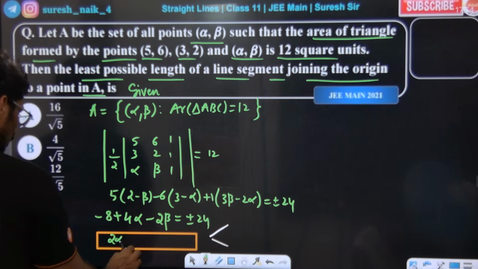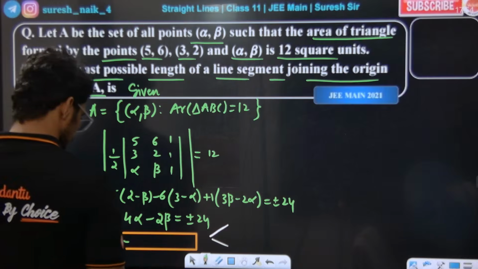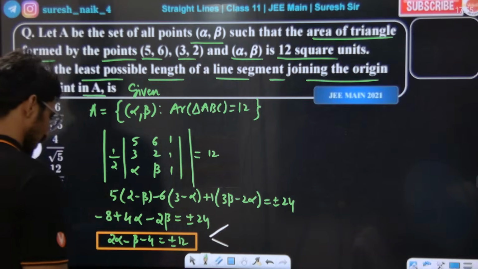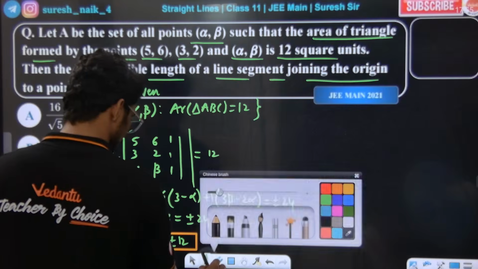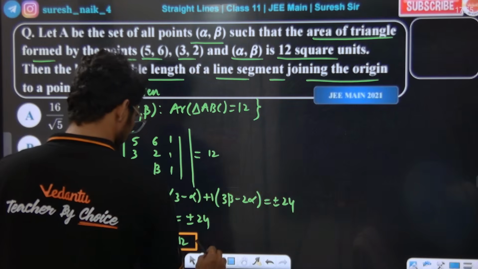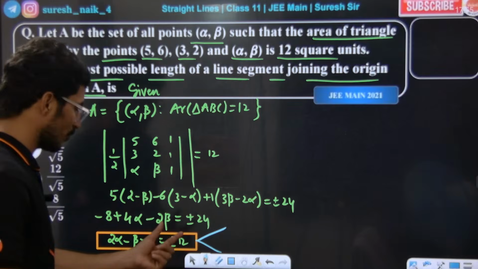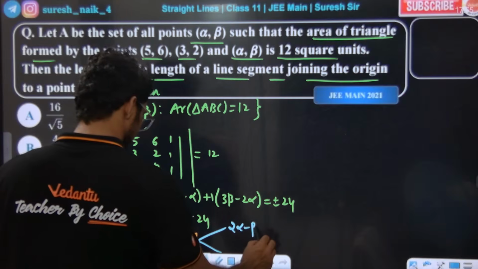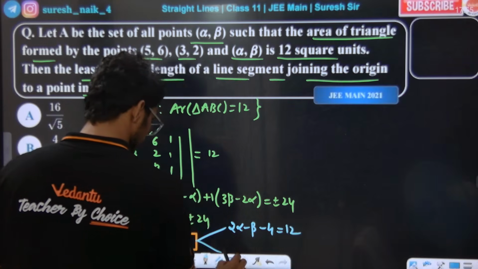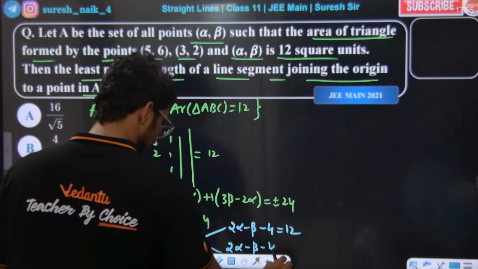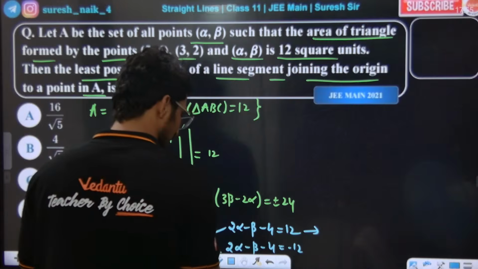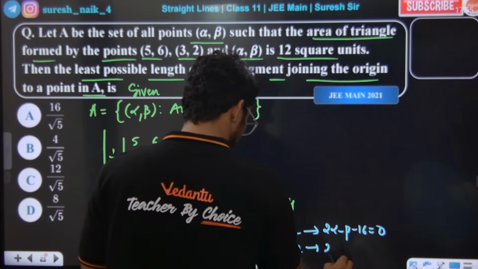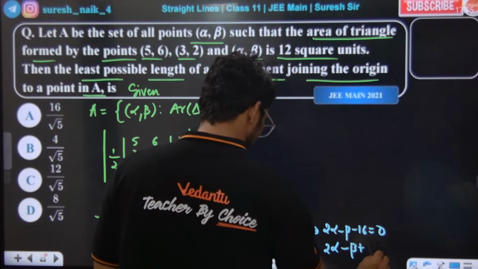So taking 2 common, 2 alpha minus beta minus 4 is equal to plus or minus 12. Sir, if I take plus and minus, you will get 2 cases. One case with plus 12, one case with minus 12. So 2 alpha minus beta minus 4 is equal to 12, and 2 alpha minus beta minus 4 is equal to minus 12. Simplifying, we get 2 alpha minus beta minus 16 is equal to 0, and 2 alpha minus beta plus 8 is equal to 0.